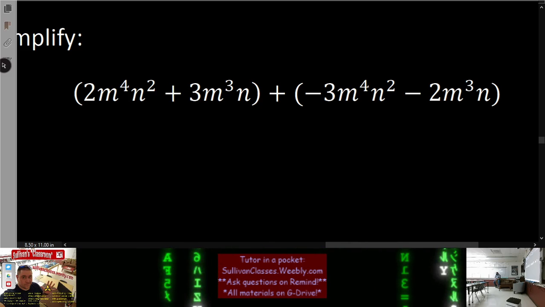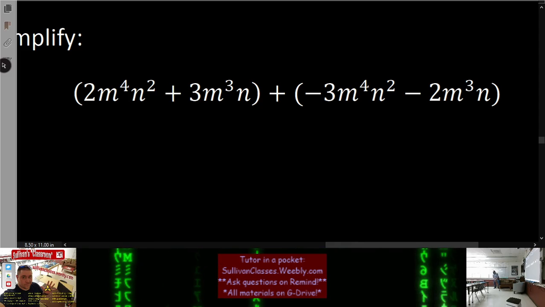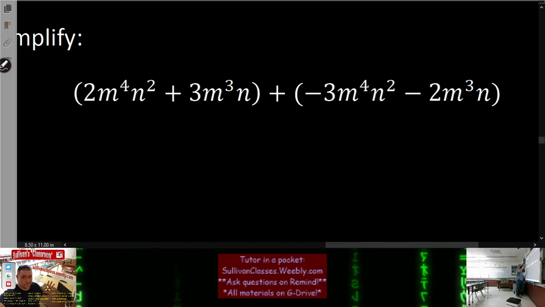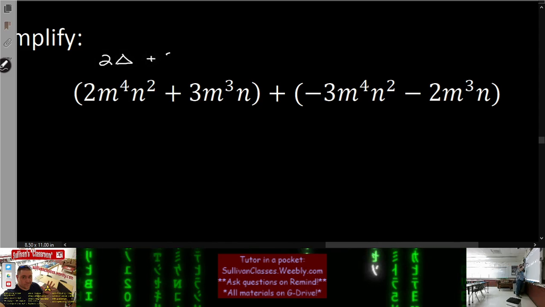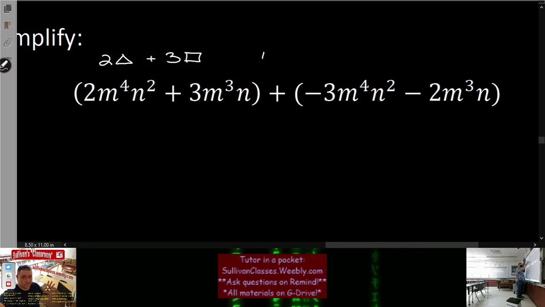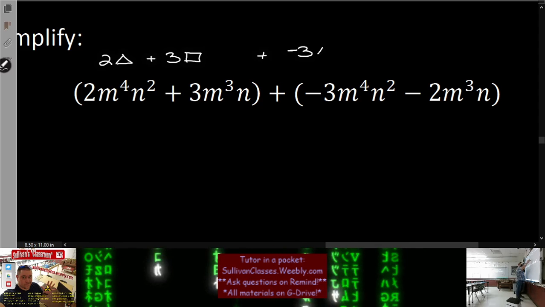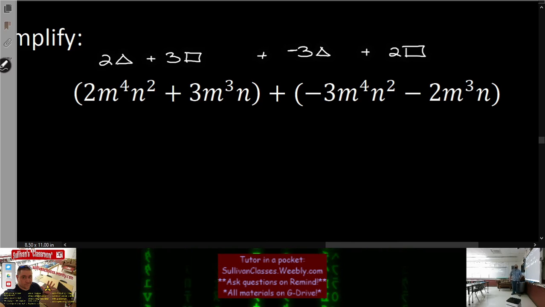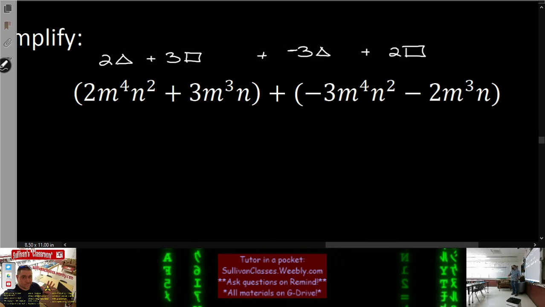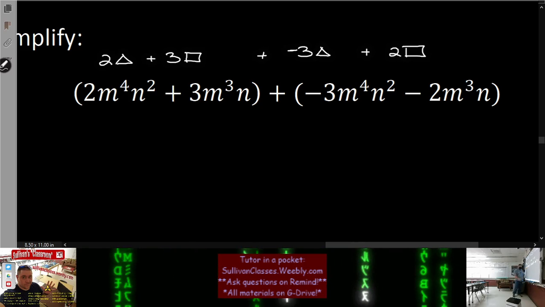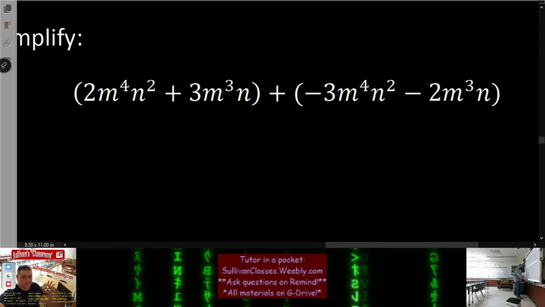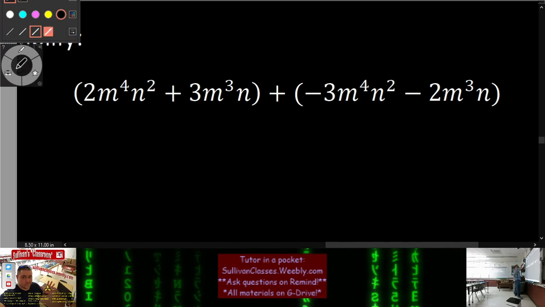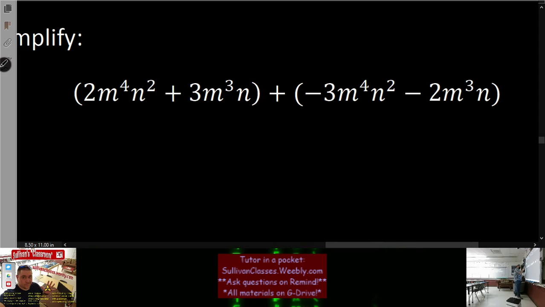Okay, it looks a lot more complicated than it is, right? That whole m to the fourth, n to the second business. If I told you that this is just 2 triangles plus 3 squares plus negative 3 triangles plus 2 squares, right? Like triangles with triangles, squares with squares. So when this says plus, I don't have to go distributing a negative. I don't have to worry about it at all.